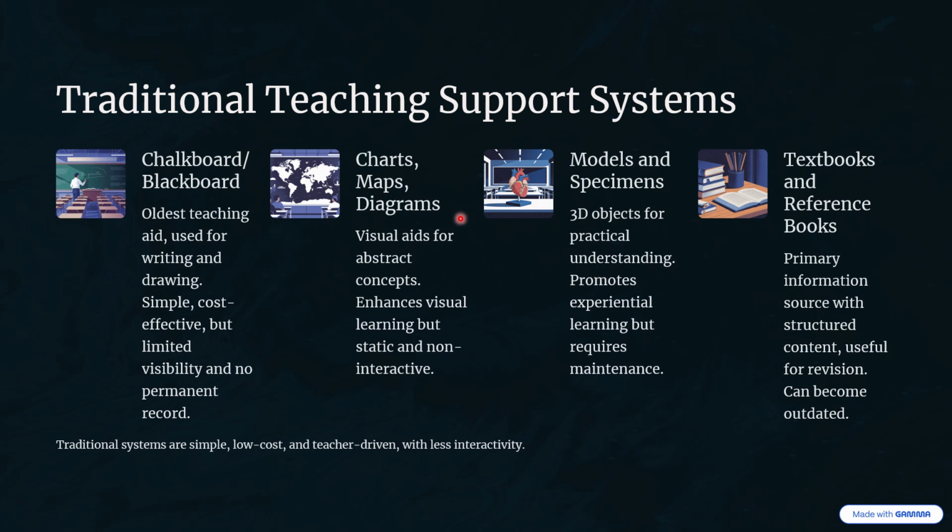The second one is charts, maps and diagrams. These are useful for explaining concepts visually. They help students understand abstract ideas more easily. However, they are static and non-interactive. The third one is models and specimens. These are three-dimensional objects used for practical understanding. They help students learn through experience, but they require maintenance.